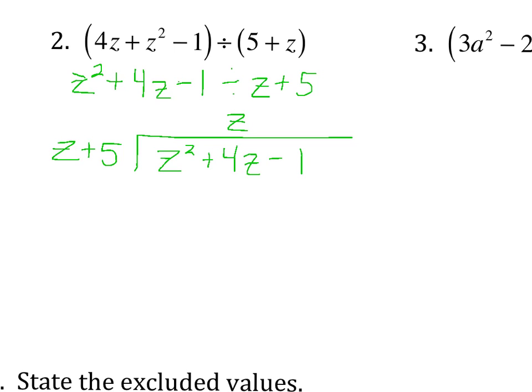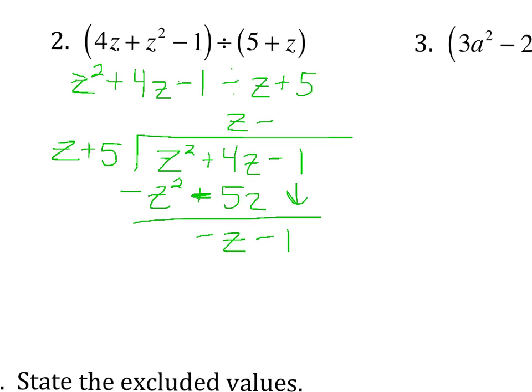And then we want to take that z and multiply it by z plus 5, which will give us z squared plus 5z. And now we want to change the sign. And we end up with negative z. And we want to take this 1 and drop it down, minus 1. So now we need to multiply z by a negative 1 to get the negative z. And then distribute the negative 1. So we have negative z minus 5.